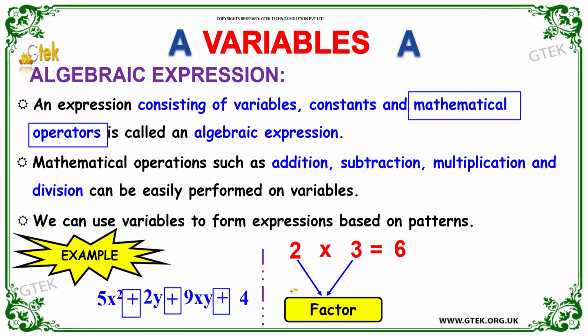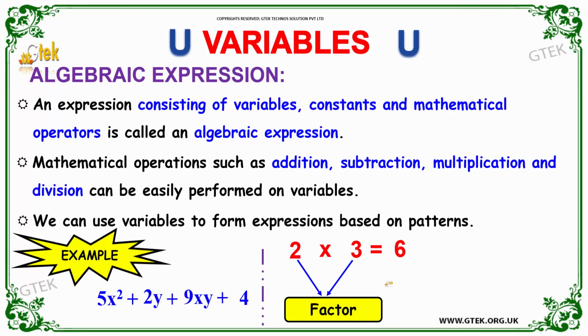The mathematical operations such as addition, subtraction, multiplication and division can be easily performed on variables. We can use them to form expressions based on the patterns. We have an example, that is 2 into 3 equal to 6. Over here 2 and 3 are considered to be factors.